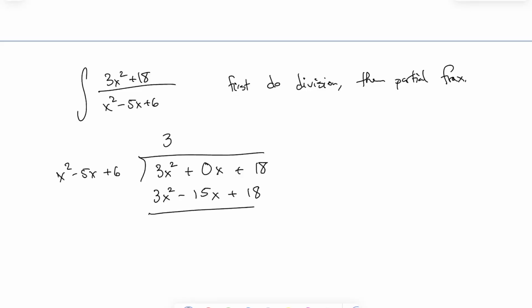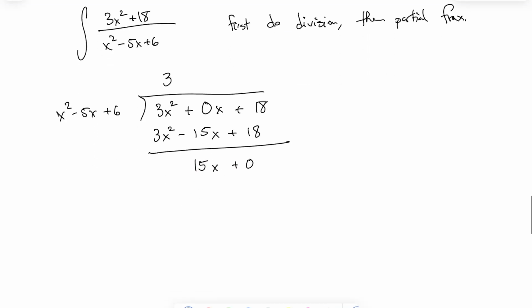And then subtract. 3x squareds go away. I next have 0x minus negative 15x. The result is positive 15x. And then 18 minus 18 also cancels. You could say plus 0 if you like. All right? And this is the end of the division, right? We have already divided getting a constant term. There aren't any more terms of the answer because the answer is going to be a polynomial. And so that's the quotient, 3, and that's the remainder. It's just 15x. All right?